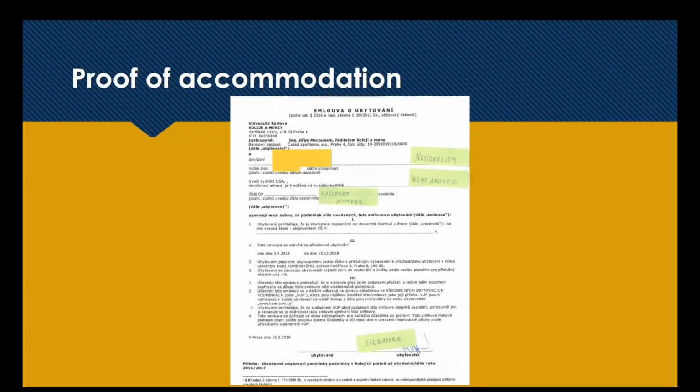The next document is your proof of accommodation. This will look something like this. It's, again, all in Czech, and you'll actually get 3 copies of this document. 2 of them will be in Czech, and they'll look just like this. A third one will be in English. What you need to submit for your visa application is just one of the Czech versions. The other Czech version and the English version are for you for your records, as you'll be signing this.